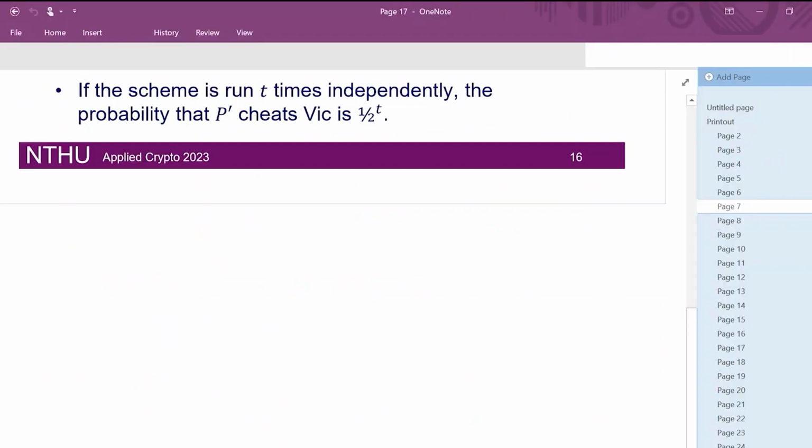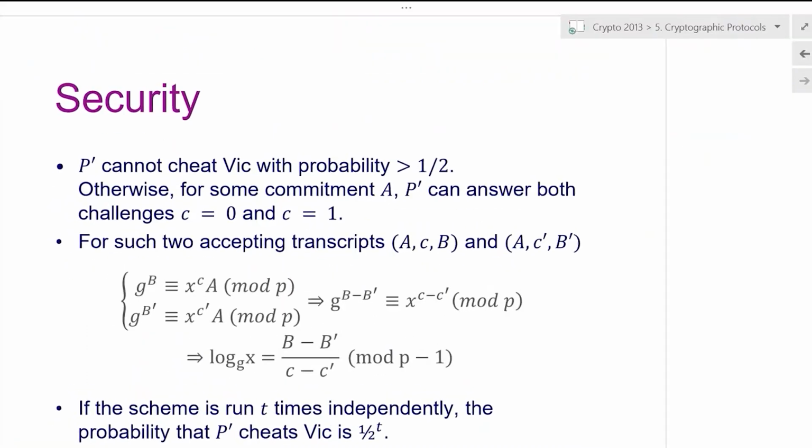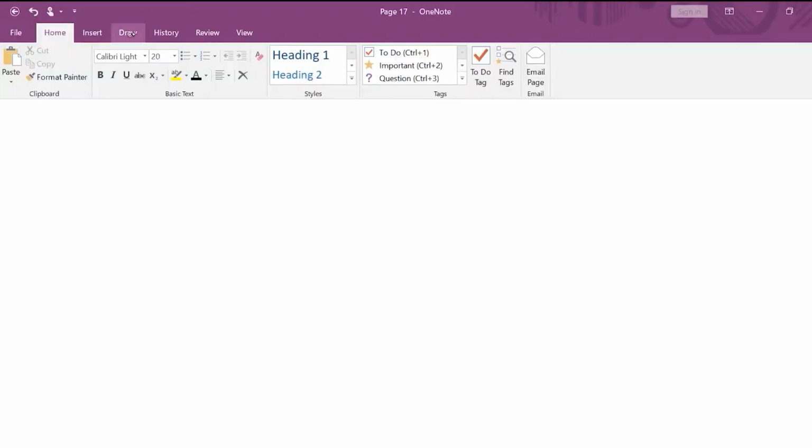So let me expand the idea. Probably I'm going to need another page. Let me just add it now. Page 17. Okay, so let's look into the computation tree. Essentially we have a prover and a verifier. The communication is: the prover sends A, the verifier responds with a C, and then the prover responds back with B at the end. So this is the computational tree.